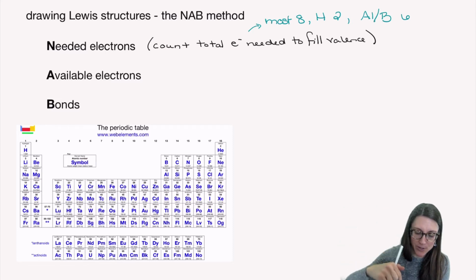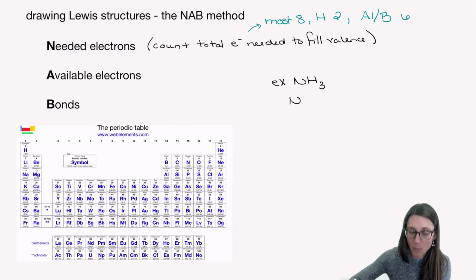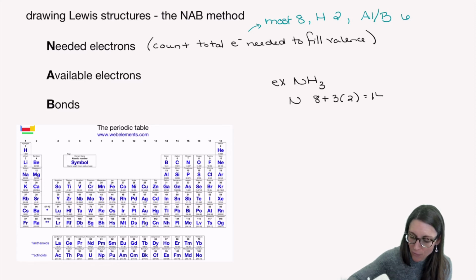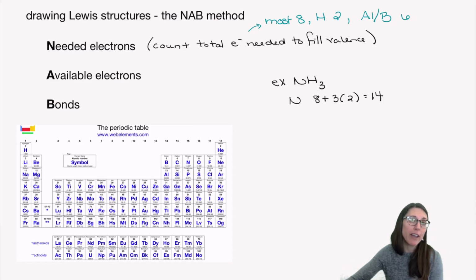So let's see how this works. This first part with the molecule ammonia, which is NH3. So for ammonia, if I'm going to figure out how many electrons are needed, I have 1 nitrogen that needs 8 electrons. So I'll do 8 plus. I have 3 hydrogens, each which need 2. So 3 times 2 is 6. And so I need 14 electrons to fill the valence of all of these atoms if I were just to fill them independently. That's the first step.